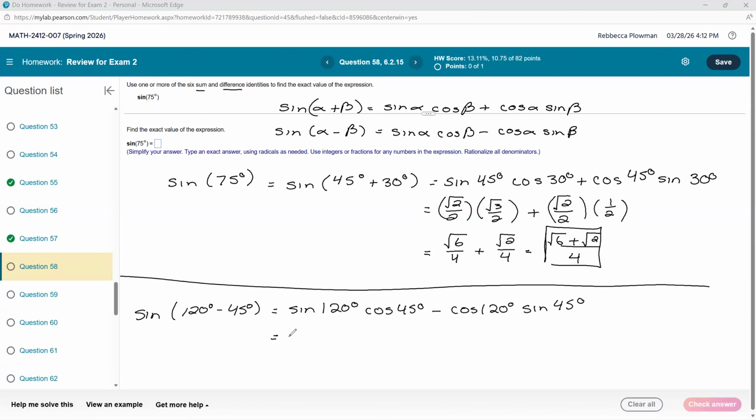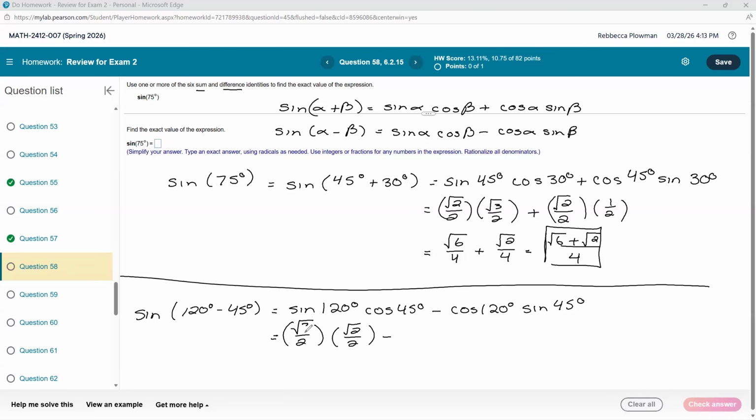So what we get is that sine of 120 degrees is going to be negative 1/2. And cosine of 45 degrees is going to be square root of 2 over 2. Sine of 120, oops, just a second, I wrote this one backwards. I think I put your cosine here. Let me go back and check. Yeah, sorry.